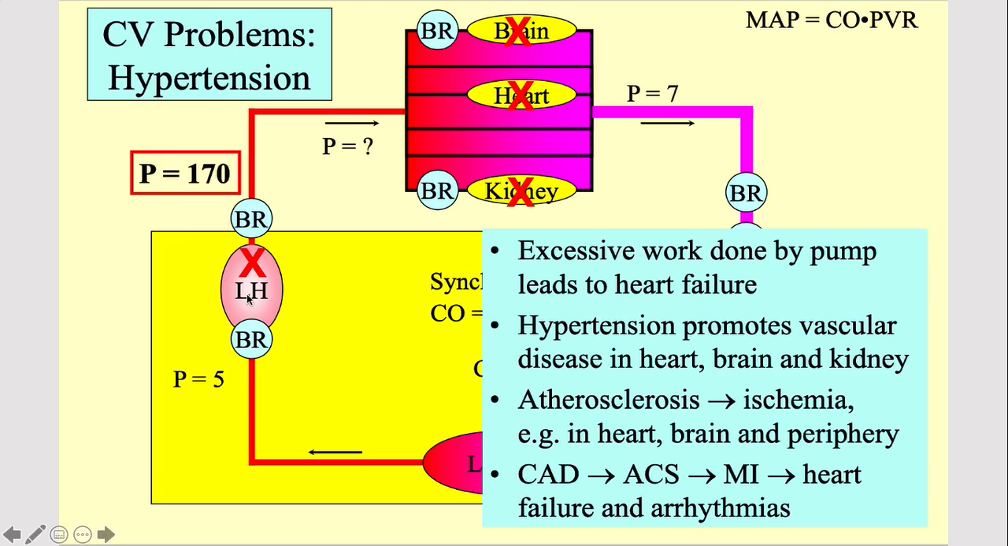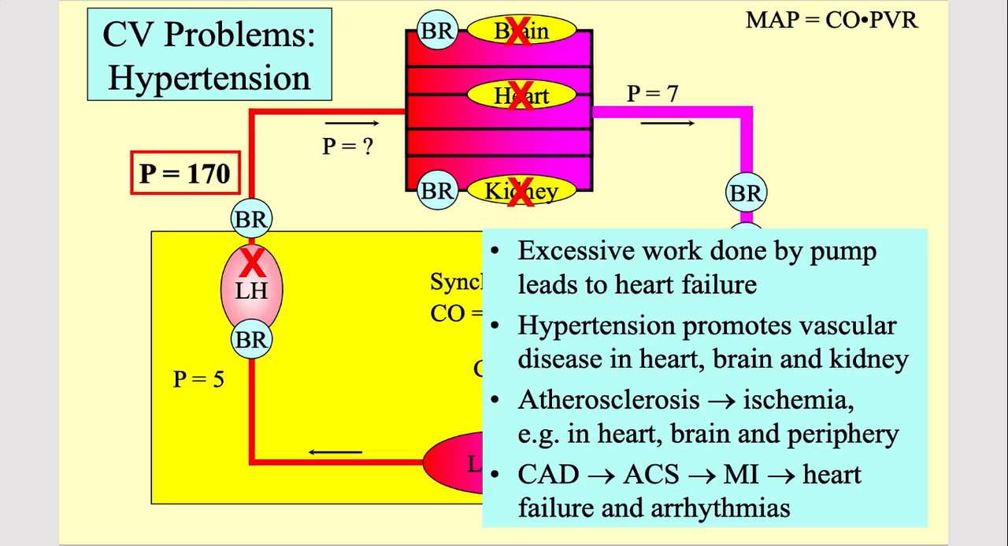So our heart has to push harder against that, and eventually it can either become dilated, or systolic failure, or it can become hypertrophied, or diastolic failure. Either way, it's going to end up in a heart failure situation. So again, hypertension will promote vascular disease in the heart, brain, and kidneys, and other places, and can lead to atherosclerotic plaques, which can rupture, exposing collagen and causing platelet aggregation and block of blood flow. If it's in the brain, it's a stroke. If it's in the heart, it's a myocardial infarction, things like that.